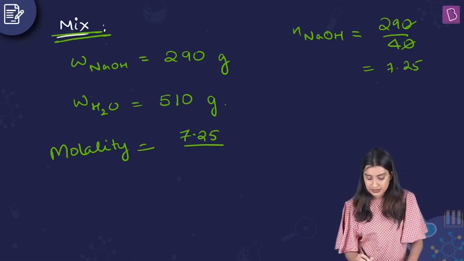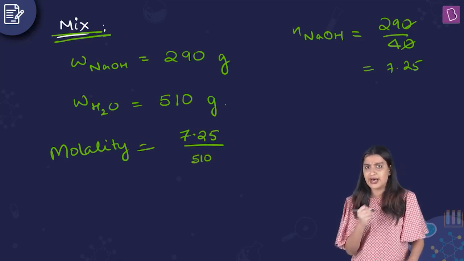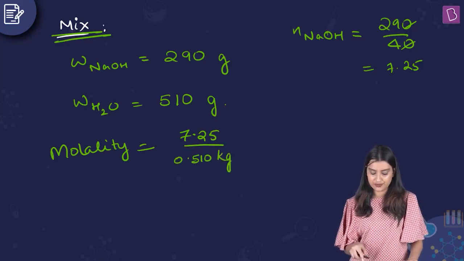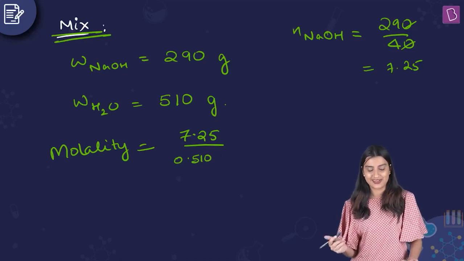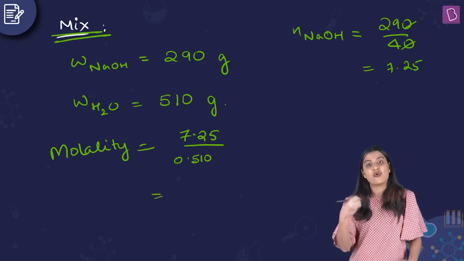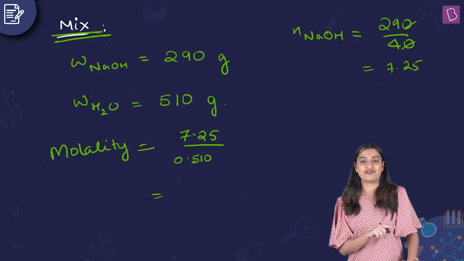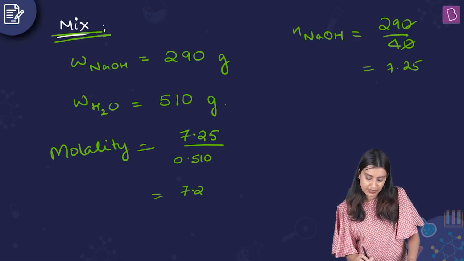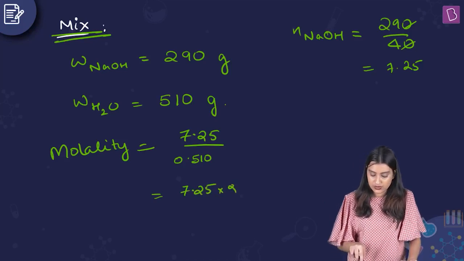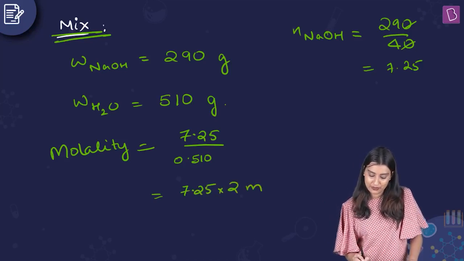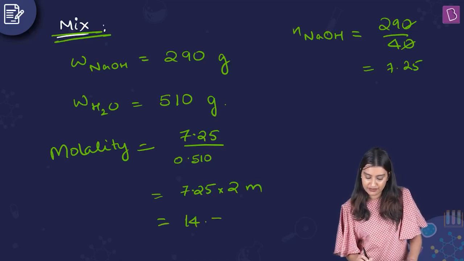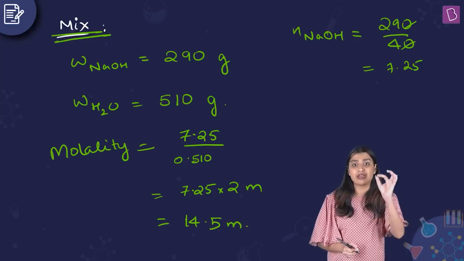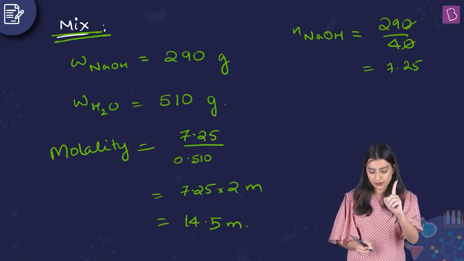So now you have 7.25 moles in 510 grams of solvent. Convert this to kilograms. So you can write 510 by 1000 or simply 0.510 kg. Correct? Same thing, right? Okay. Now, instead of 0.510, I want to approximate it to 0.5, and then that 0.5 I'll write as 1 by 2. So I will get 7.25 multiplied by 2 molar, which is nothing but 14.5 molar. Remember, your value will come very close to 14.5, but slightly lesser because we made one approximation.